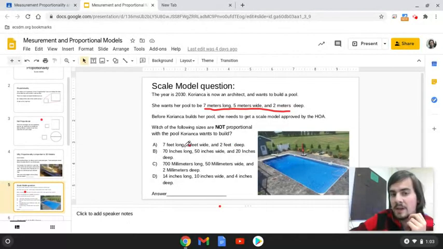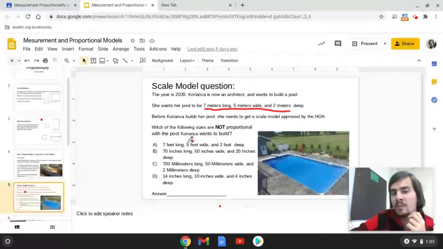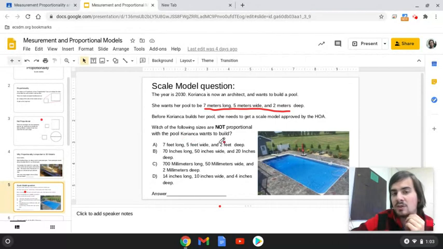So to scale feet up to meters, we just need to multiply it by 3.3. And then if we multiplied all of these by 3.3, it would be 7 meters, 5 meters, and 2 meters. So that's exactly what we started with. So this scales. So A would work.